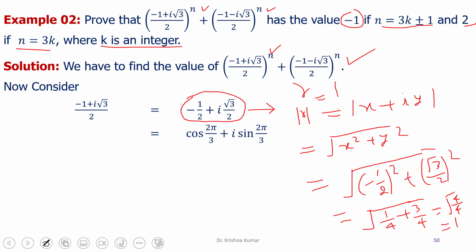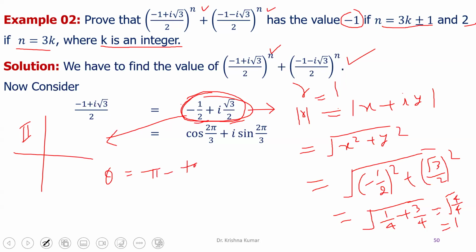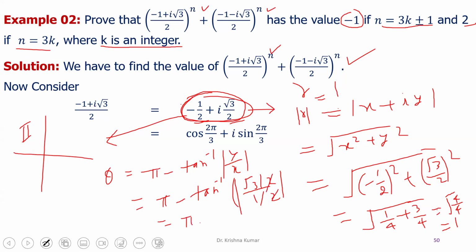Similarly, if you want to find the value of theta, since x is negative and y is positive, if we draw this complex number, it will be in the second quadrant. In the second quadrant, theta is equal to π minus tan inverse of |y/x|. So this is π minus tan inverse of (√3/2)/(1/2). The 2 and 2 cancel, so π minus tan inverse of √3, which is π minus π/3. So this is 3π minus π, meaning 2π/3.